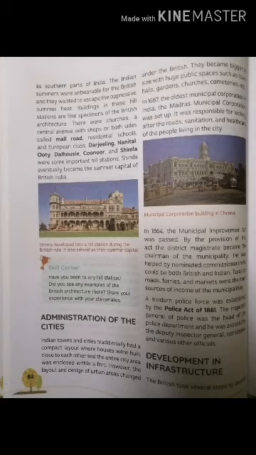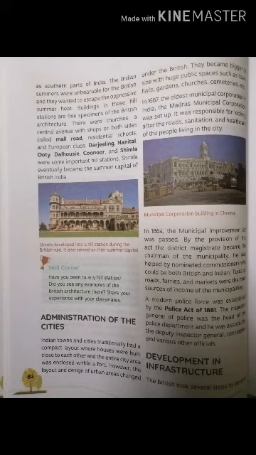There were churches, a central avenue with shops on both sides called Mall Road, residential schools, and European clubs. Darjeeling, Nainital, Ooty, Dalhousie, Coonoor, and Shimla were some important hill stations. Shimla eventually became the summer capital of British India.